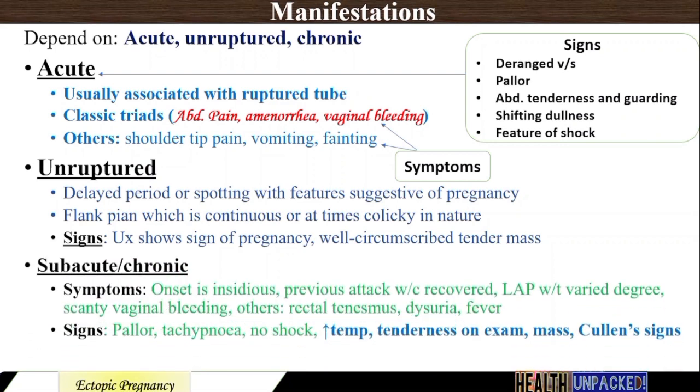If it is subacute or chronic, the onset of symptoms is insidious, with a previous attack from which she recovered, lower abdominal pain of varied degree, and scanty vaginal bleeding, not massive but scanty. Others are rectal tenesmus, dysuria, and fever associated with infection. Signs: pallor, tachypnea, but there's no shock. Temperature will be increased, tenderness on exam, and also a mass or Cullen's sign, where around the umbilicus you observe discoloration. Okay, how to diagnose?